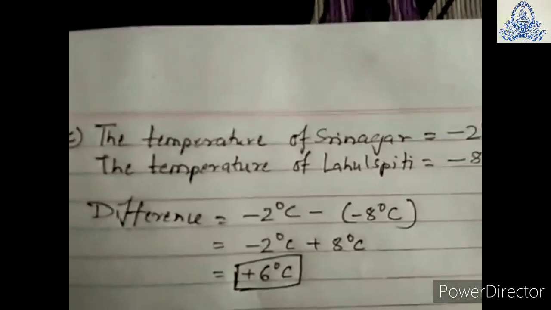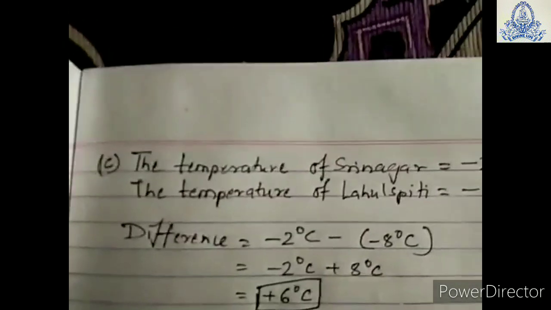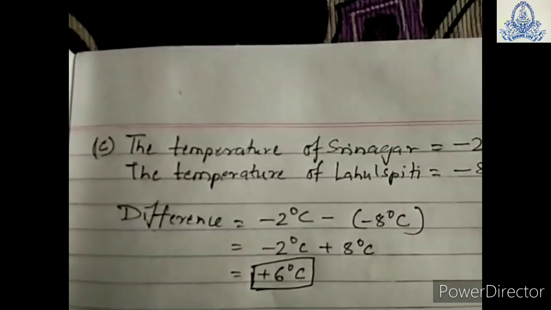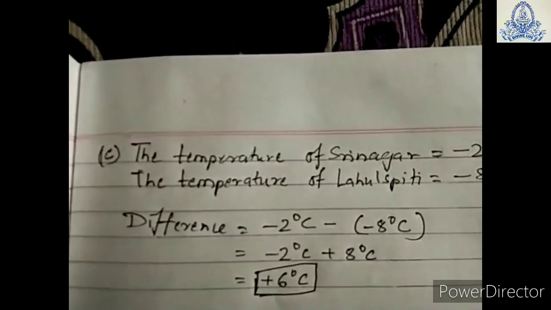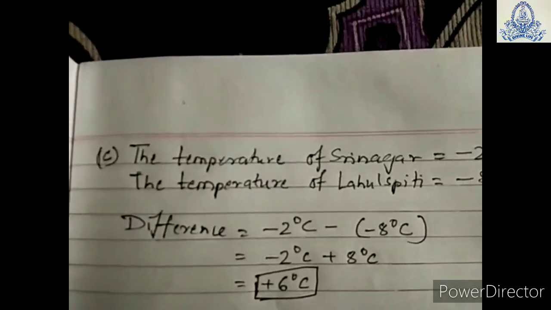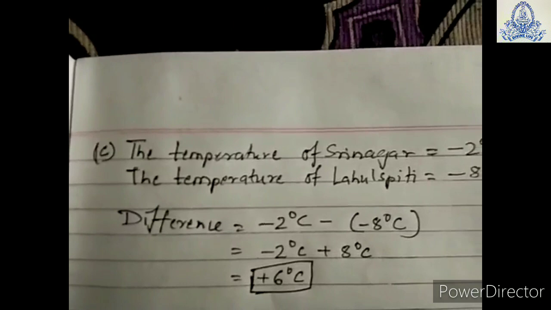You can do it in both ways, as I have explained to you in the past also. According to the number line, if you are standing at -2 and you have to do +8, we have to move forward to our right hand side. In that method also you will reach +6.